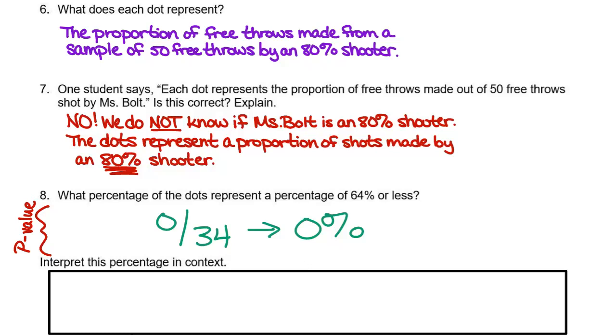Do you guys remember in the past when we've done dot plots and we've compared that to the claim, we've said what percent of them were that or more extreme? We just didn't have a name for what that percentage was called. So this is the probability of this just happening by chance, of getting a 64% or less by chance.